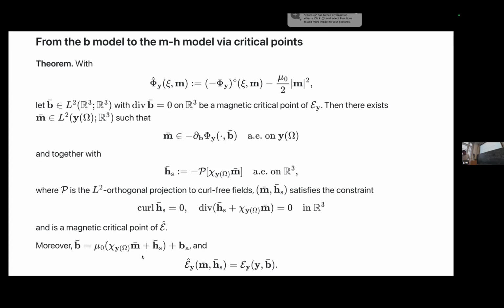Essentially, the key link between the two models is this one. If I take these two fields obtained by that definition, and I compute this sum, I obtain exactly the B bar. So the passage from one model to the other is consistent with physics. And again, we have equality of energy.